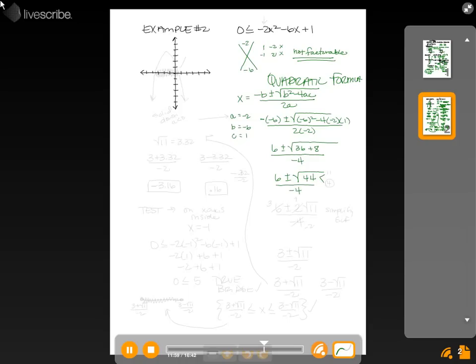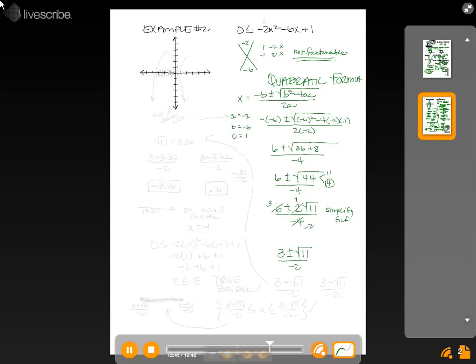To break down 44 now, 44 is really 11 times 4. 4 is a perfect square. So out in front, I'm going to put the square root of 4, which is 2, square root 11, over negative 4. Now at this point, you need to simplify this. There is a greatest common factor. There is a number that goes into 6, 2, and 4, negative 4. And that number is 2 because they're all even. So 6 gets divided by 2 and becomes 3. 2 divided by 2 is 1. Negative 4 divided by 2 is negative 2. So our answer ends up being 3 plus or minus square root of 11 over negative 2.